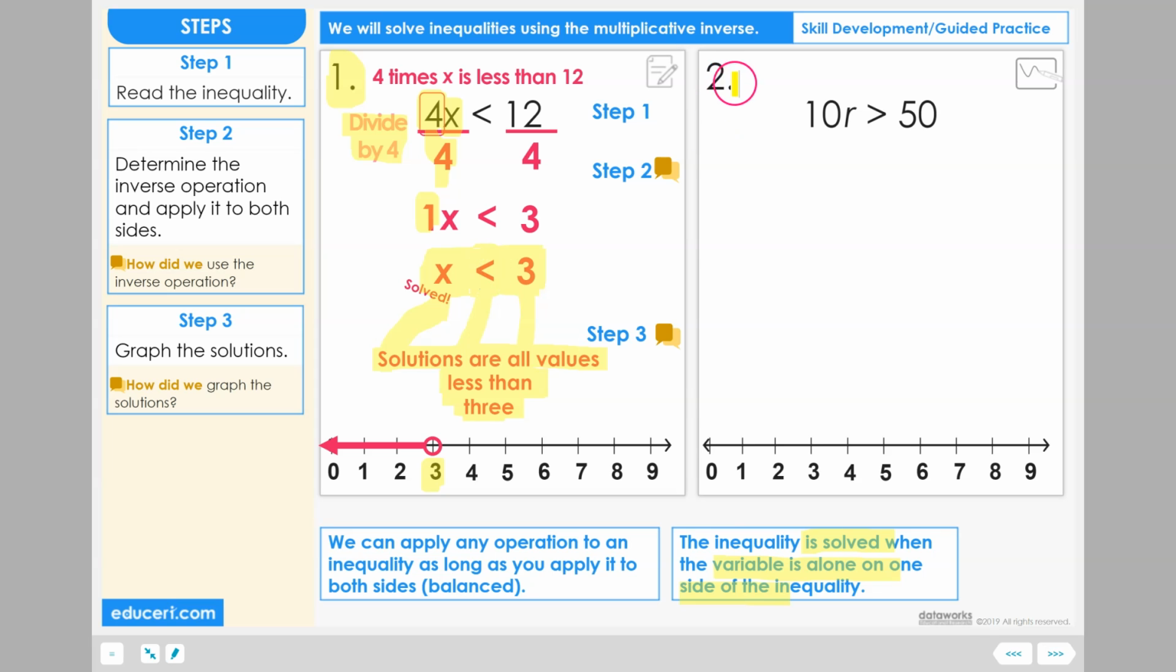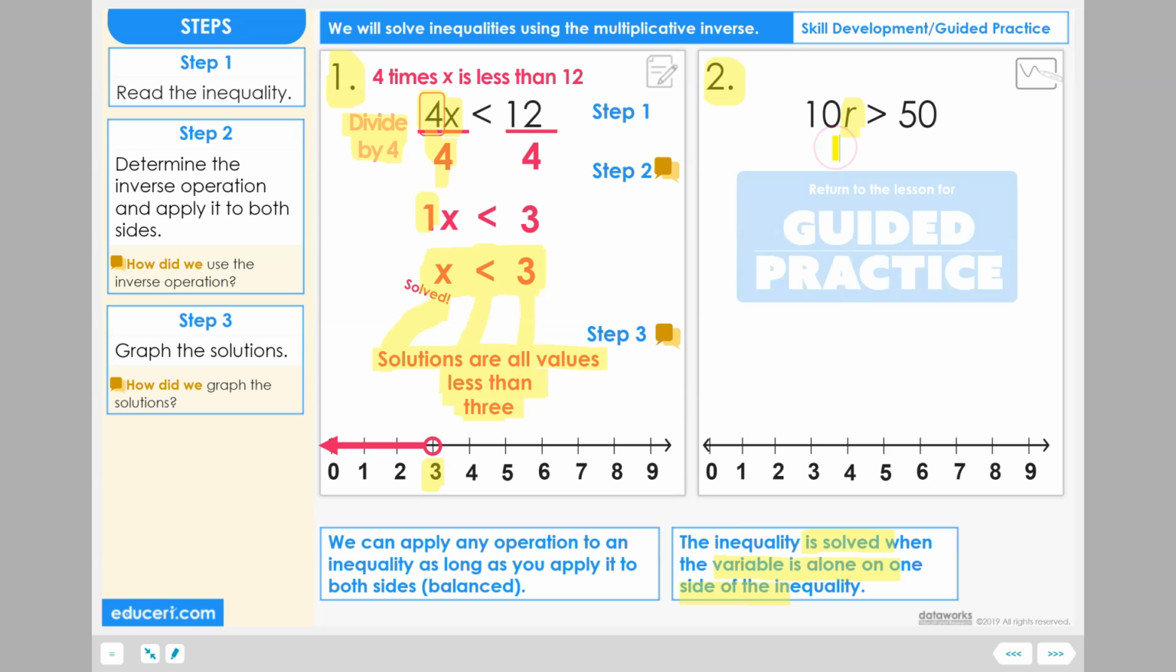You are now ready to solve the inequality in problem number 2 using the multiplicative inverse to get the variable r all alone on one side of this inequality.